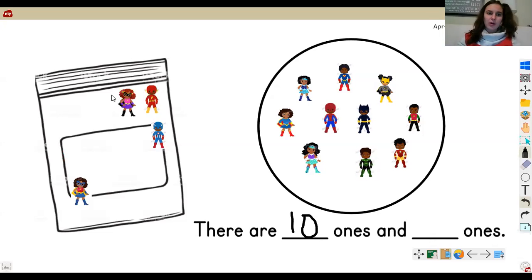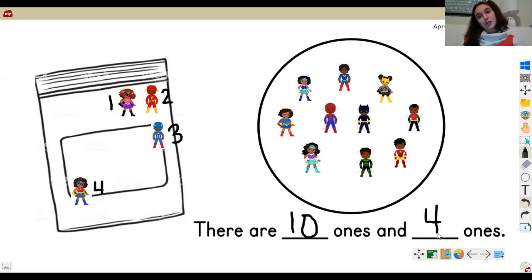So I'm going to label it. 1, 2, 3, 4. So I see that there are 4 ones. Now, scholars, I want to know how many superheroes do I have altogether?